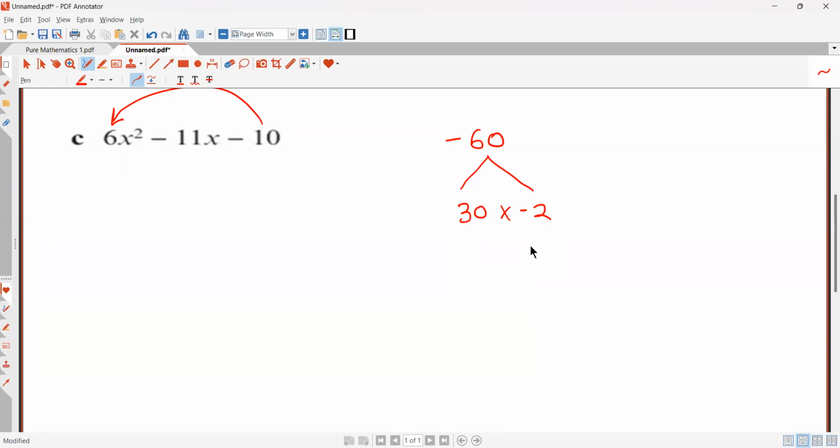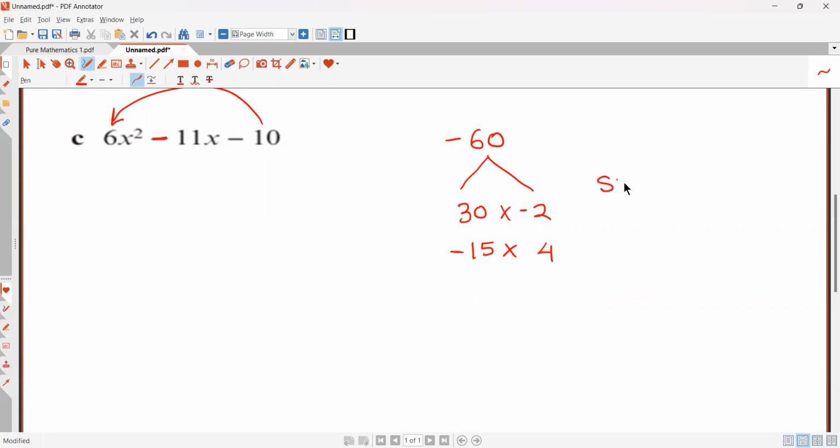15 4s are 60. Correct? Yes, 15 4s are 60. This is the reason I told you guys you need to be good at tables. Minus 15. Now I need minus 11 here. Look, guys, I need minus 11. So the number which is greater has to be minus.